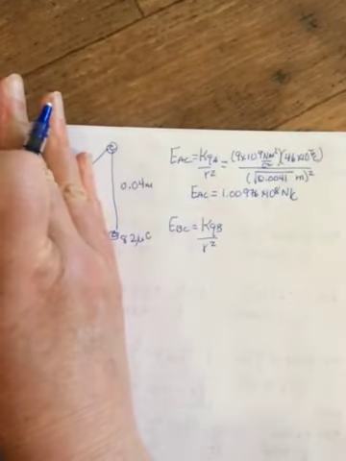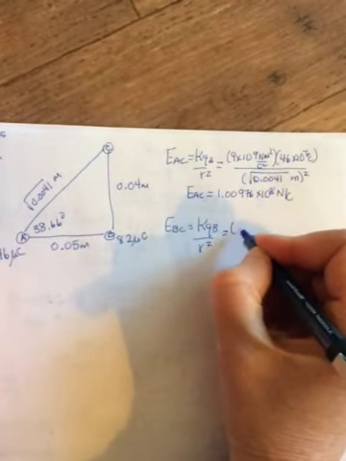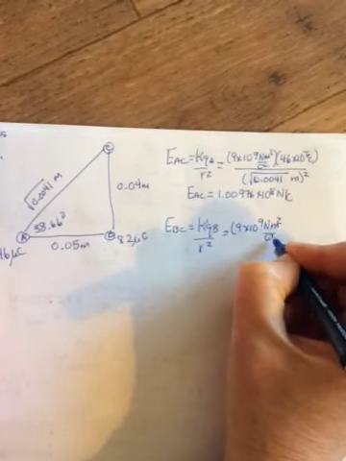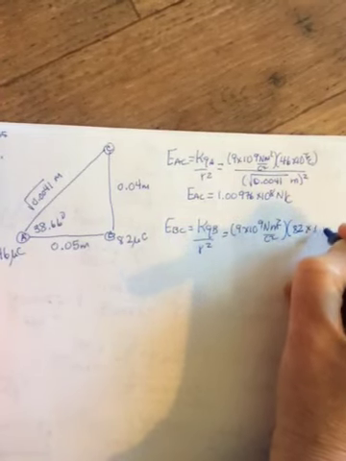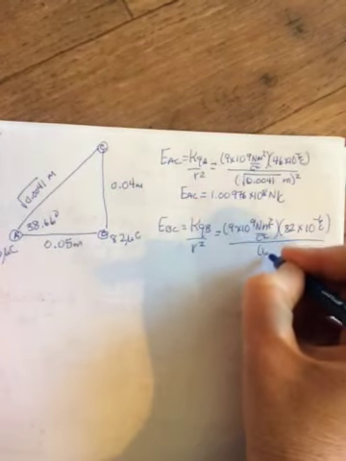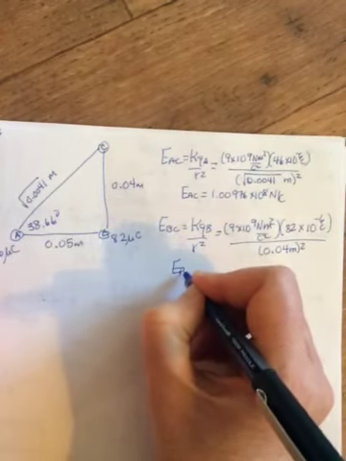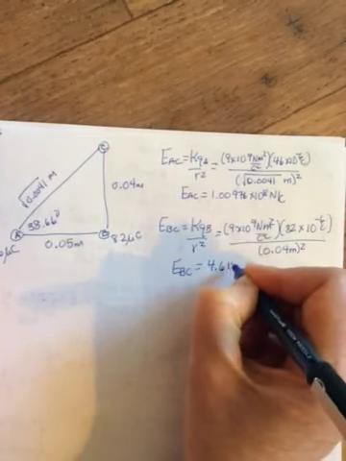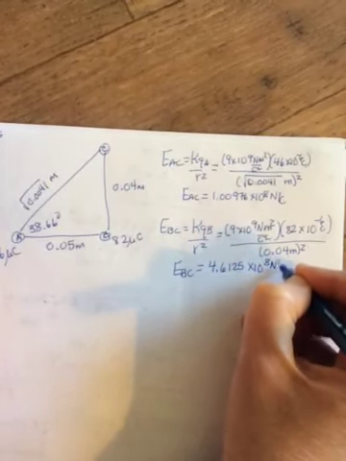Now we're going to totally ignore A and find the electric field strength from B at C. So 9 times 10 to the 9th newton meters squared per coulomb squared. QB is 82 times 10 to the negative 6 coulombs, and it's divided by 0.04 meters squared. And you get an E at C from B of 4.6125 times 10 to the 8th newtons per coulomb.